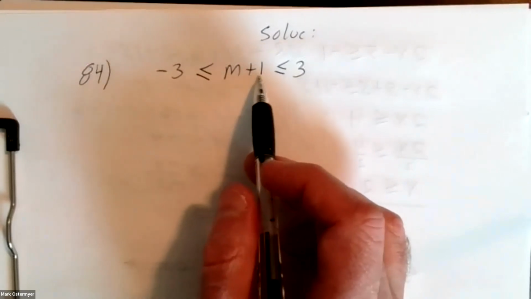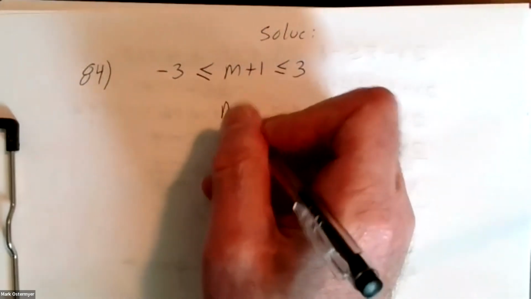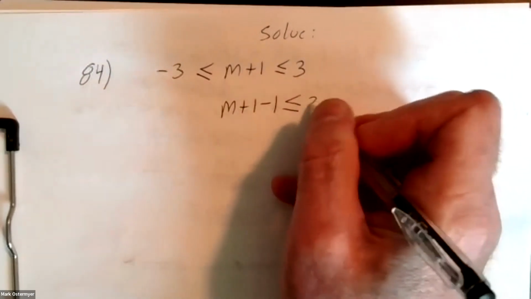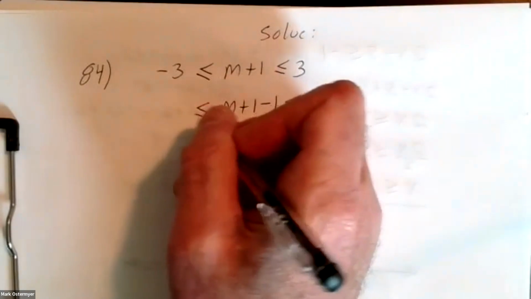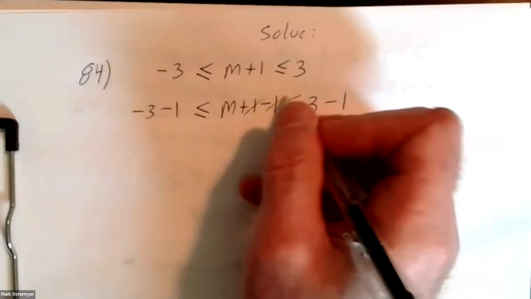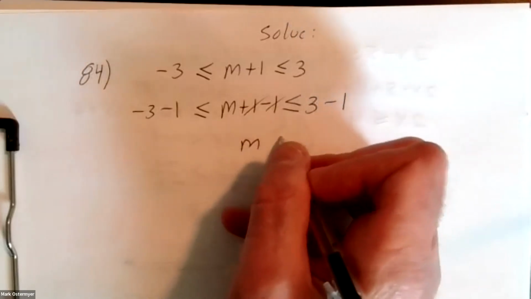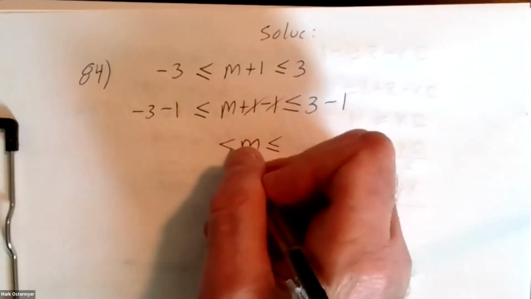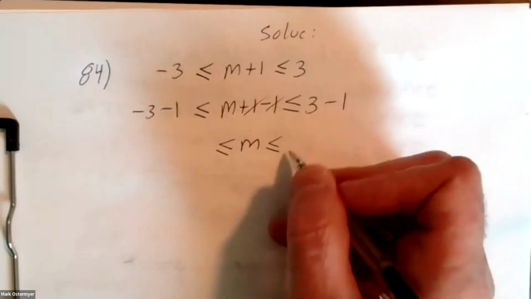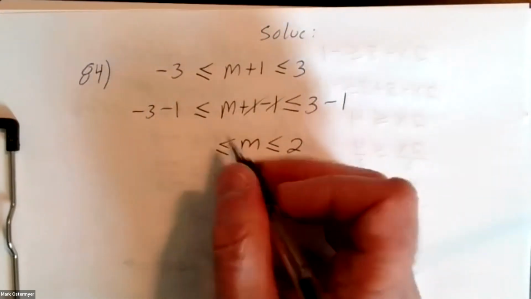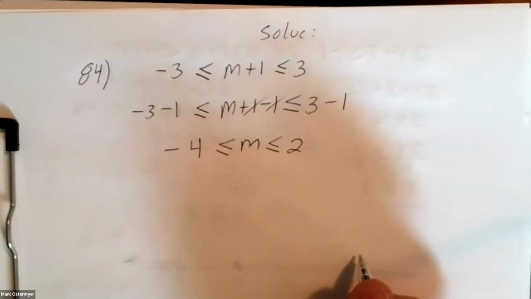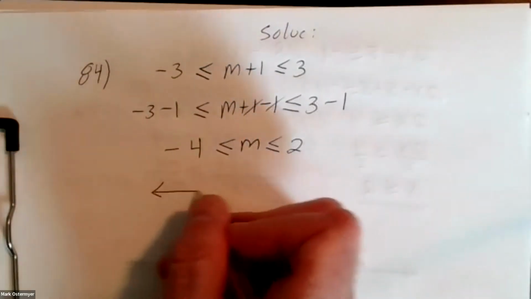How do you get rid of a plus one? You minus one. I'm going to minus one from the middle, minus one from the right, and minus one from the left. The ones in the middle drop out to zero, leaving you with m. And that's what we want, m all by its lonesome in between the inequalities. So m is going to be less than or equal to 3 minus 1 or 2, and at the same time must be greater than or equal to -4. Ladies and gentlemen, there's your solution set. We just have to graph that now.